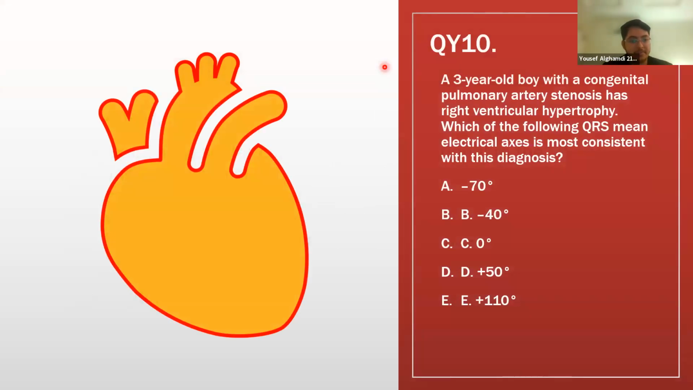Very nice heart picture. Anyway, a 3-year-old boy with a congenital pulmonary artery stenosis. This would be E because I spent a lot of time trying to master ECG. Whenever I see right ventricular hypertrophy, it has to be right axis deviation. Yes, very good.